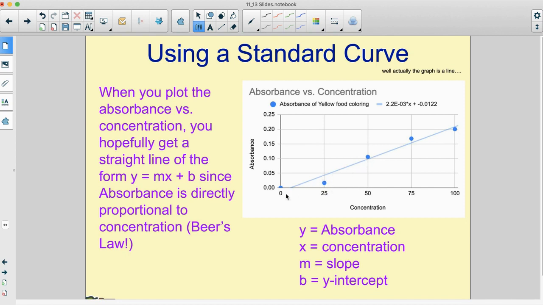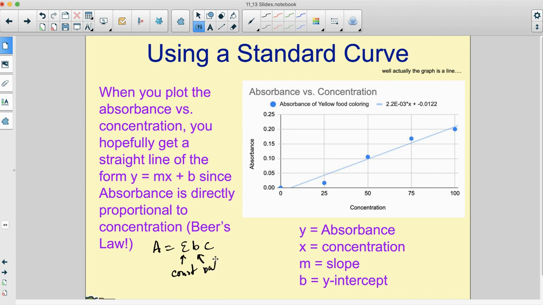So here, when you plot absorbance versus concentration, hopefully the line is straight. If you did your solutions well, you should get a nice straight line for the standard curve. And the absorbance is going to be directly proportional to the concentration, because Beer's law is absorbance equals epsilon b c. Epsilon is the extinction coefficient, the molar absorptivity.